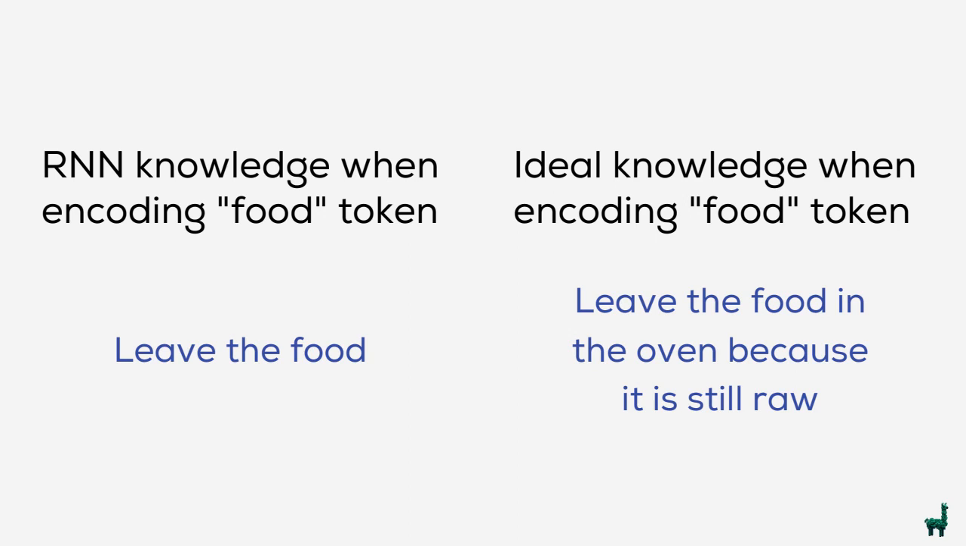You can tackle this a bit with bidirectional RNNs, where you go through the sequence from both sides, but you still end up with the same situation. Even if you come from this side, "is" will still only see "still" and "raw", and "food" will see "the" and "leave". There's never that overlap where I'm seeing everything at once.